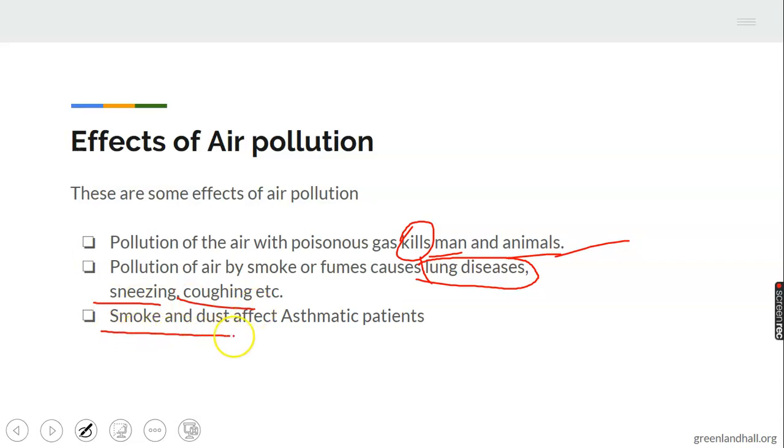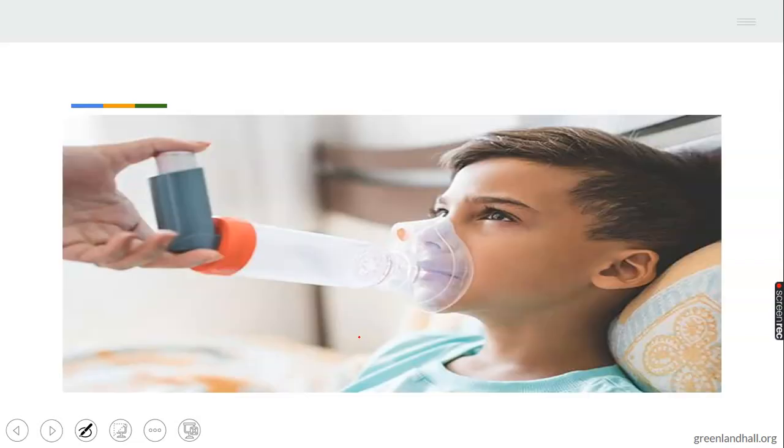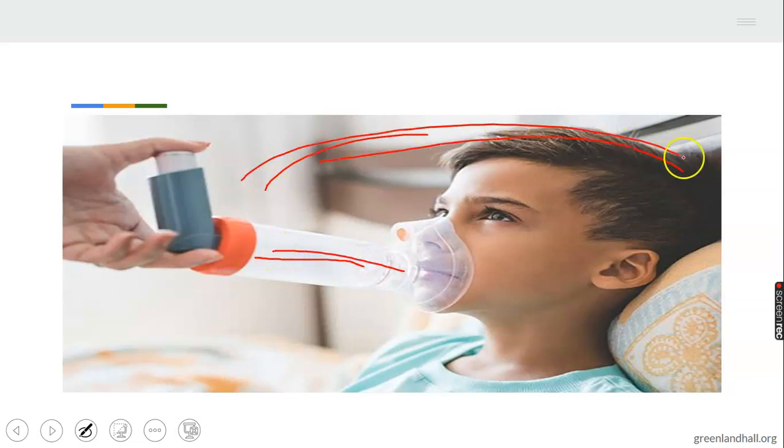Now, smoke and dust affect asthmatic patients. I will show you a picture of an asthmatic patient in the next slide, and you'll see the way the young boy is striving to breathe. And if that young boy is striving to breathe, and is also in an environment where there's air pollution, then you should doubt the survival of that child. So look at this boy here. He is an asthmatic patient, but he's struggling to breathe. And if he's in an environment where the air is polluted, the air is poisonous, then he will not be able to survive with his health condition.